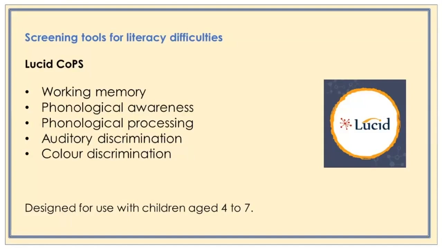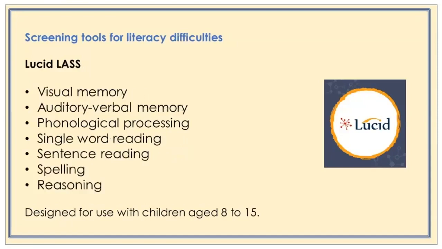So in regards to the Lucid COPS, we're looking at working memory, phonological awareness and processing, auditory discrimination, colour discrimination, and this would be ideal for those younger learners. And then as we move into those children, perhaps into Key Stage 2 and on into Key Stage 3, we'd be looking at the Lucid LAS. Some of the similar testing tools there, looking at visual and auditory memory, phonological processing, and then moving into single word reading, sentence reading, spelling and reasoning. So they may begin to help you to develop a potential profile of need for these children.